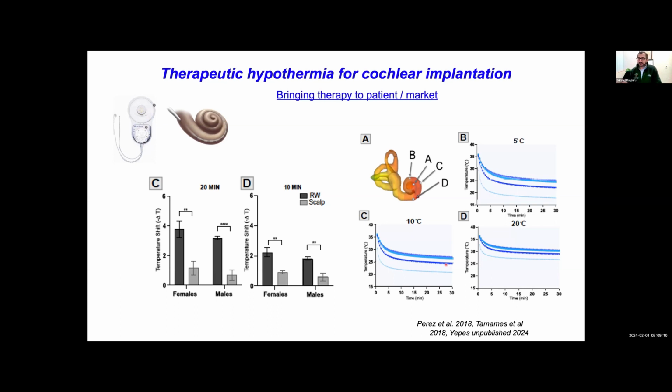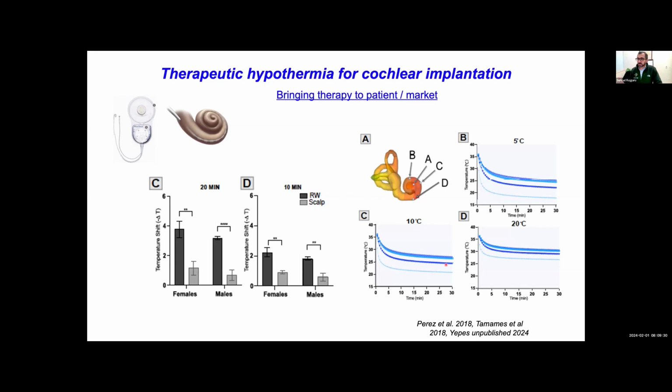But as I said, the thing that I wanted to focus on is how do we bring these things to market? And again, as we have the preclinical models, we showed the efficacy, we showed the safety, we showed that this is feasible. We then started thinking about how would we move this into a patient group?